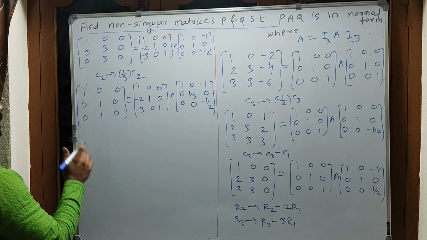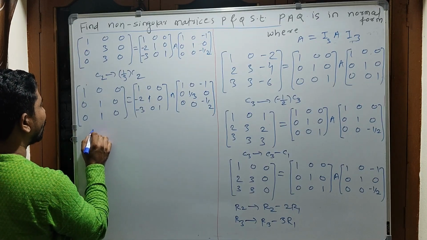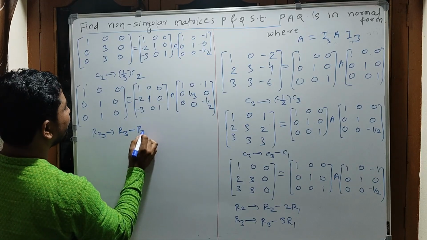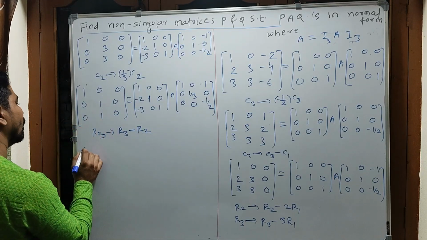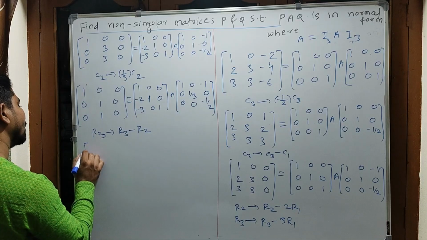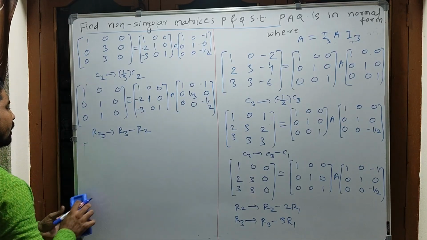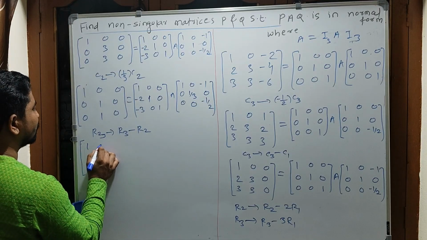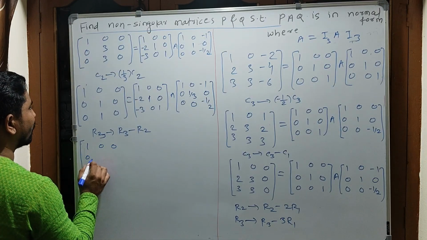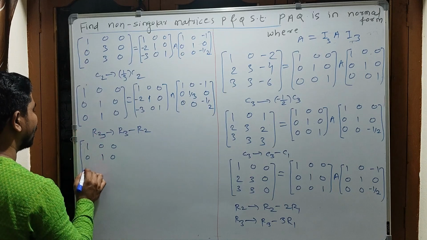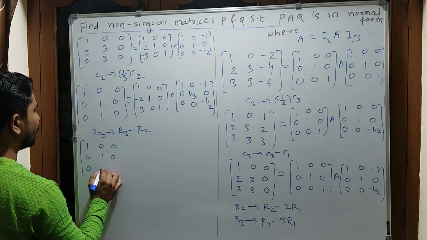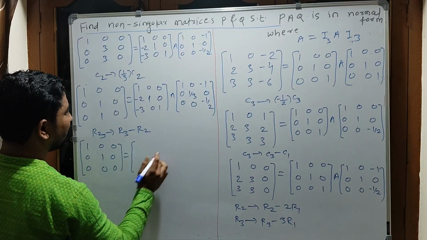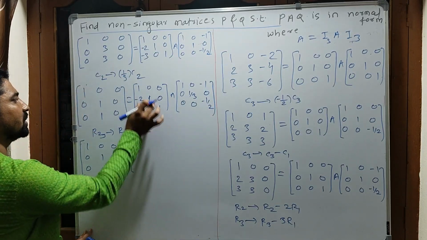Now come to here. Can I apply the elementary row operation as R3 changes to R3 minus R2, 1 minus 1 is 0. So here I get the resultant matrix: 1 0 0, second row as it is 0 1 0, here 0 1 minus 1 is 0, 0 minus 0 is 0, which is equal to, now this matrix is as it is. Make changes in this matrix.